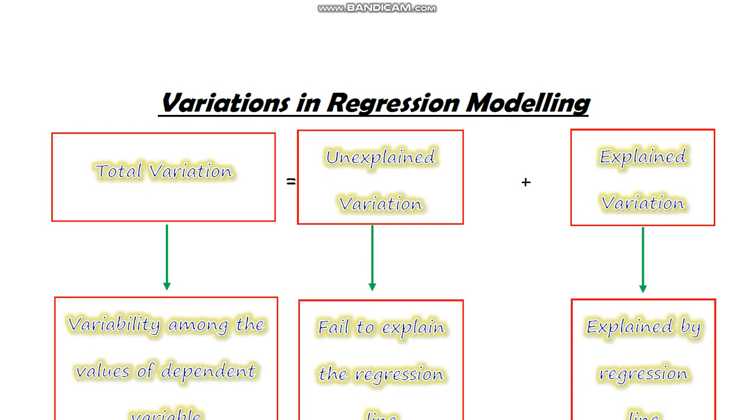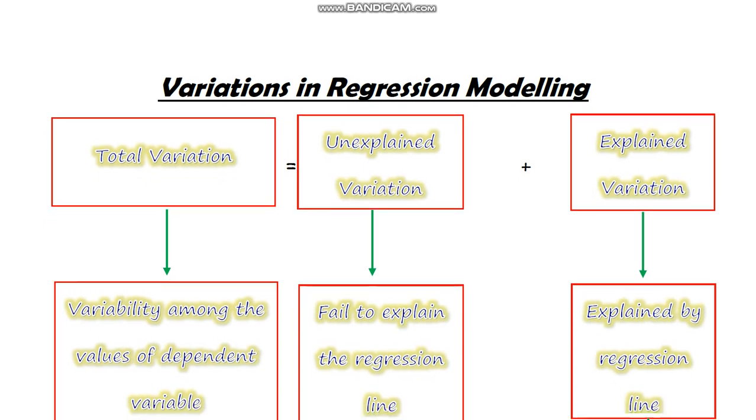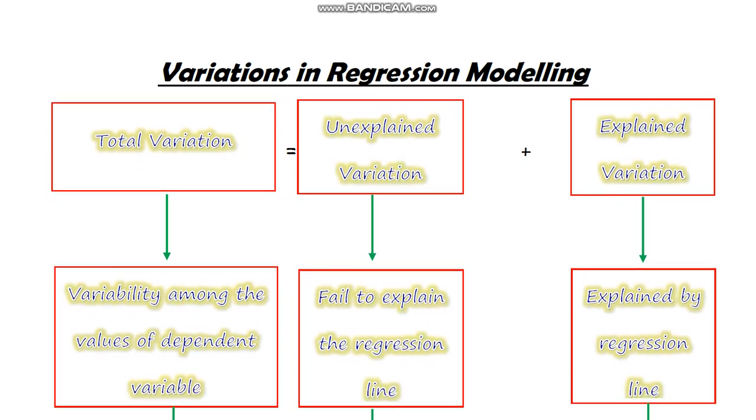Total variation. Here is the definition of total variation: variability among the values of the dependent variable. If we have a mathematical equation where the dependent variable is y and we want to determine its variability, this is called total variation. It has two further categories: unexplained variation and explained variation.